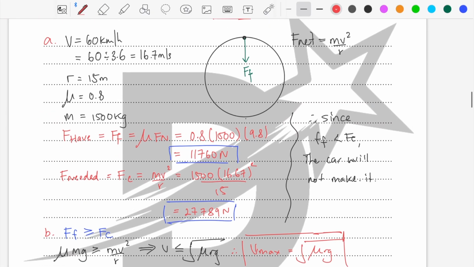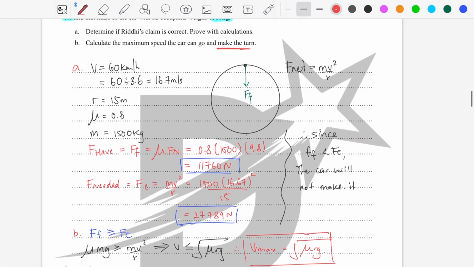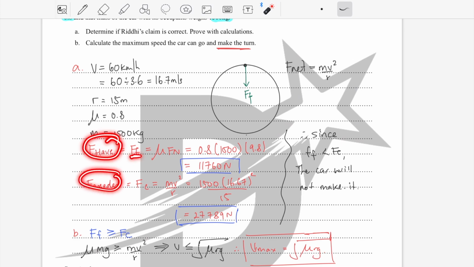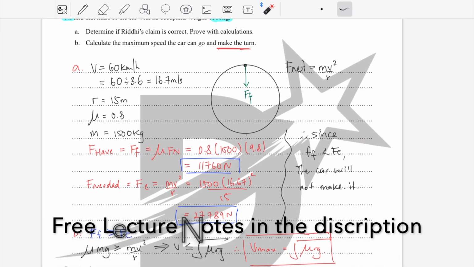Okay, so that's how we solve questions involving vehicles traveling around a roundabout. Remember, all you have to do is ask yourself, how much force do we have? That's your frictional force. How much force you need, that's your centripetal force. And then compare the two numbers. Similarly, if you want to calculate the maximum speed, you just require that how much force you have is larger than how much force you need. You can see here how the velocity, in order to make the turn, has to be less than or equal to the square root of mu r g. Therefore, your maximum velocity is given by this equation.